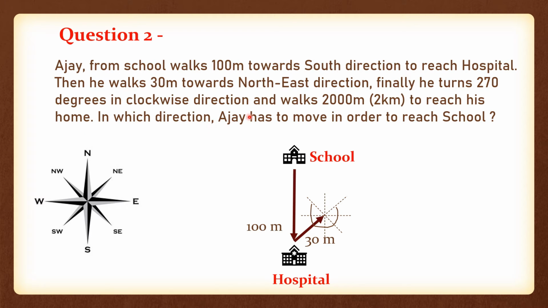And in which direction Ajay has to move in order to reach school? So from here he needs to move 2000 meters. So let us move. This is 2 kilometers. And he reaches his home. So this is his home. So in which direction Ajay has to move in order to reach school? Means from his home, in which direction Ajay needs to move in order to reach his school only, means the initial position. So this is his home and this direction. So what is this direction? If you keep your reference compass here, you will get southeast as your answer, correct? So your correct answer will be southeast.